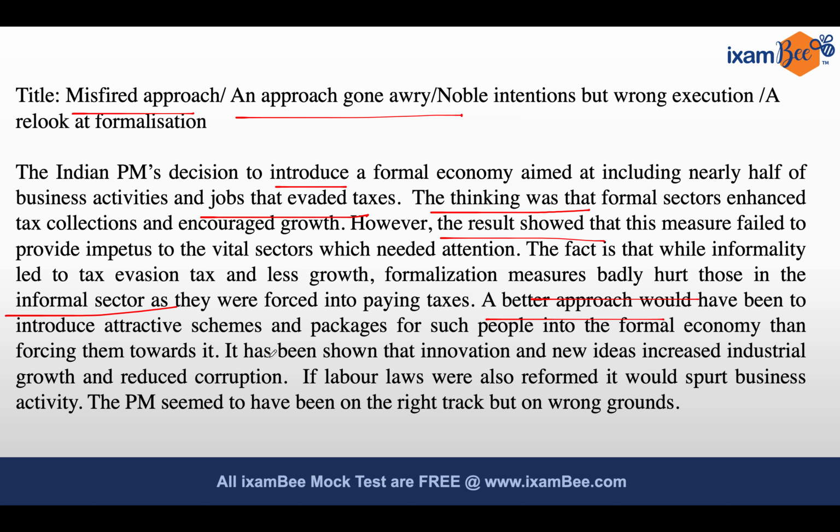Now, what did we talk about after that? We talked about introducing attractive schemes and packages so that people can be led into the formal economy rather than forcing them into the formal economy. We talked about innovation, new ideas, which includes ways and means to reduce corruption, and reform in the labor laws. In a nutshell we can say, the final idea seems to be that our prime minister had all good intentions at heart, so he was on the right track, but the way it was implemented was incorrect.